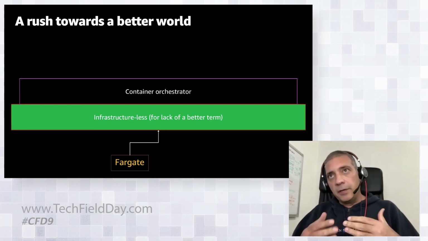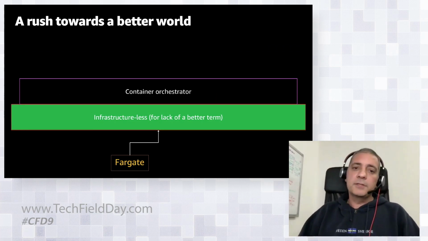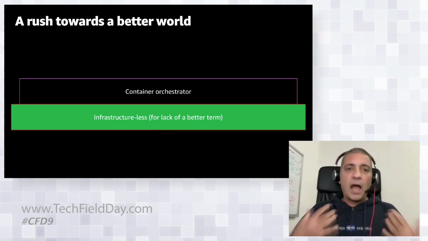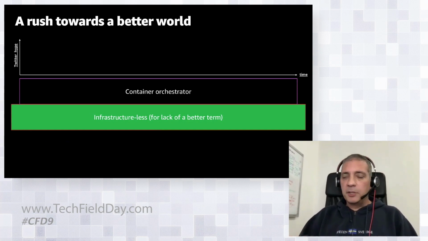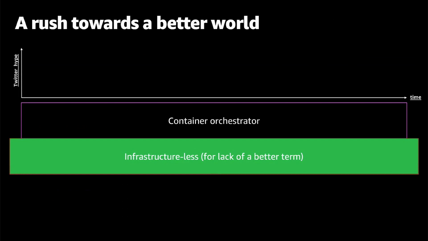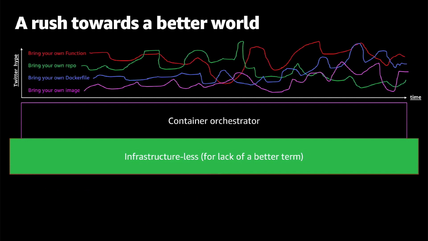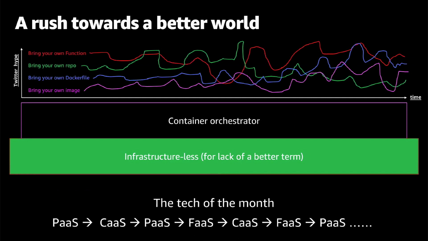Let's focus more on the northbound side of this slide. I'm calling this slide the rush towards a better world. And I'm also calling out that there is a little bit of Twitter hype here, right? If you think about what happened in the last, I would say, 10 years, thinking about what is the right interface for the customer to intercept the infrastructure, the right abstraction, we went through bring your own function, bring your own repo, bring your own Docker file, bring your own image, and bring your own whatsoever, right? So we have seen this tech of the month, like PaaS, CaaS, PaaS, FaaS, back to CaaS.